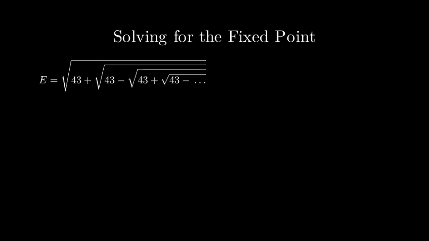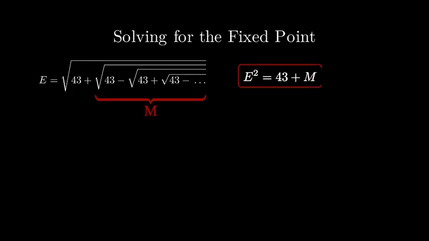We start by setting the entire expression equal to E. Looking at the inner part of the radical, we define that substructure as m. So now, we can rewrite the equation as E equals the square root of 43 plus m. Squaring both sides, we get E squared equals 43 plus m. Let's keep this result highlighted, we'll need it later.